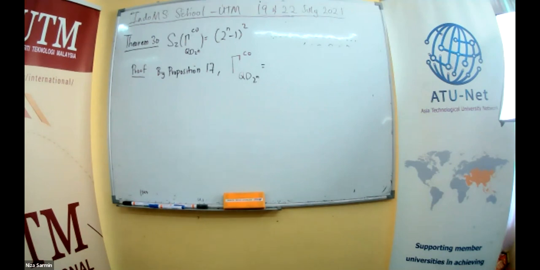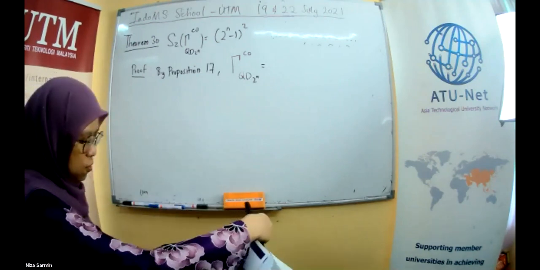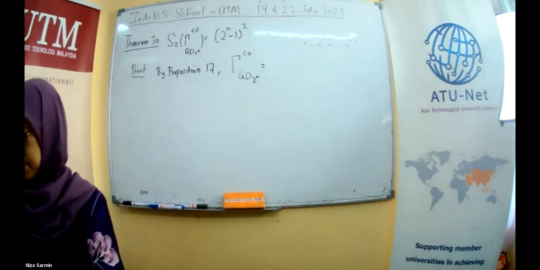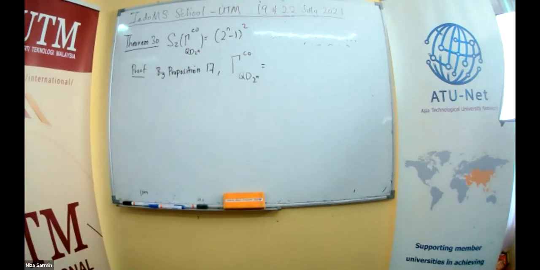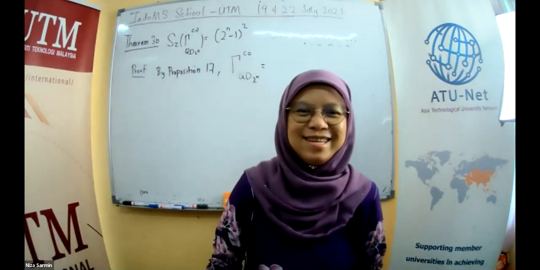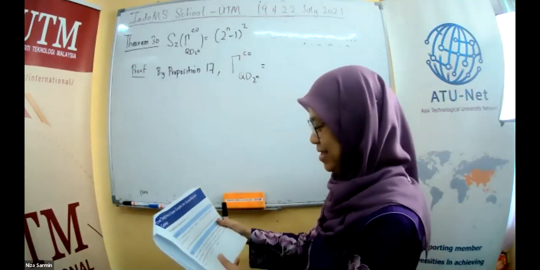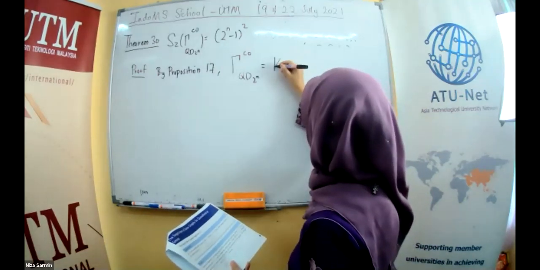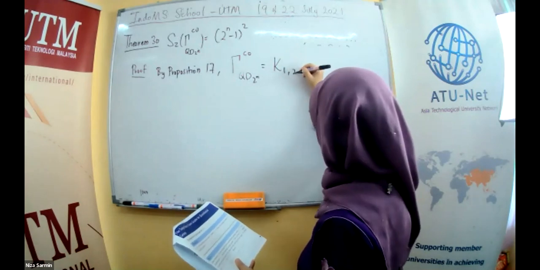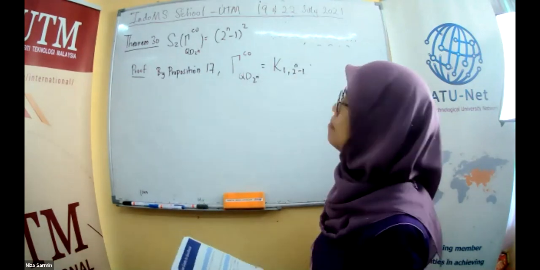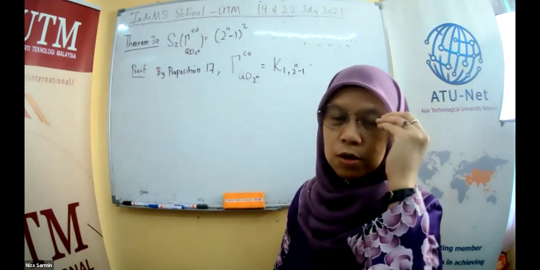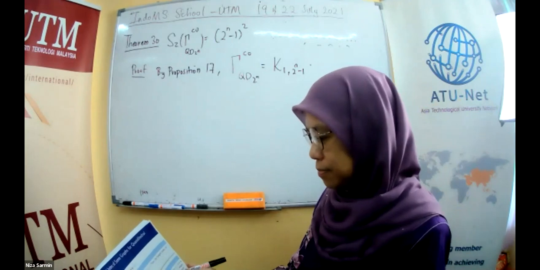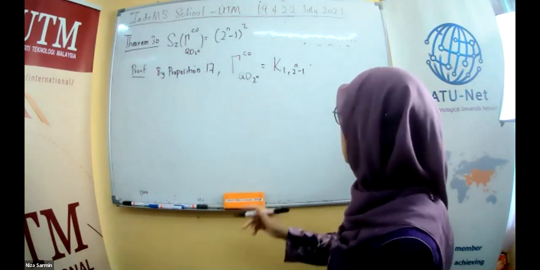Proposition 17: the co-prime graph of quasi-dihedral groups is isomorphic to a star graph, K_{1, 2^{n-1}}, for n greater than or equal to 4.